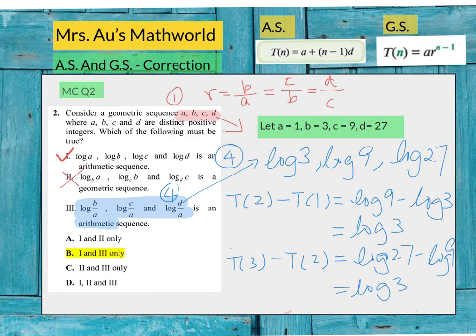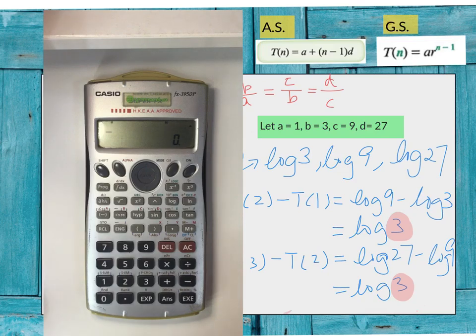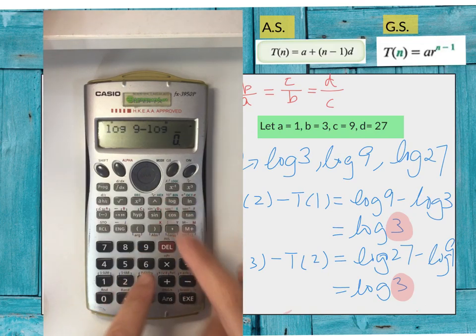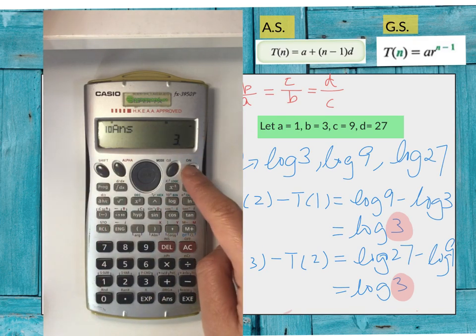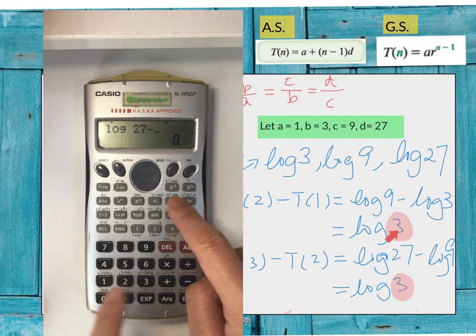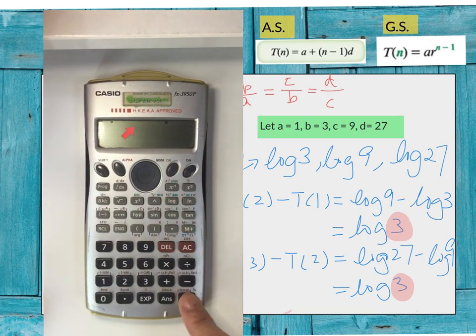So let me show how to use the calculator, because many of you say it's difficult, I don't know the rules of the log, and for MC we can skip the step, right? So let me show how it works. For the first one, log 9 minus log 3, you will see it is 0 point something, and after that you take shift log, you can get the 3 here. Also for log 27 minus log 9, you press shift log, you will get this. The most important thing is that after you take the subtraction and then you take shift log, you can get the original value.